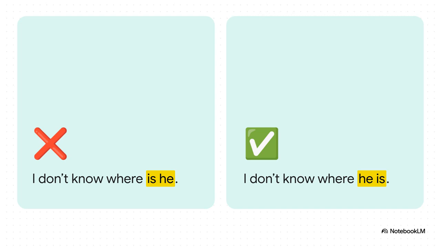Okay, this first mistake is a big one. It's all about word order. So many people write something like, "I don't know, where is he?" It sounds like a question, right? Where is he? But here's the thing. It's not a question anymore. It's part of a statement. So you have to flip the word order back to a normal statement. Subject, then verb. The correct way is, "I don't know where he is."